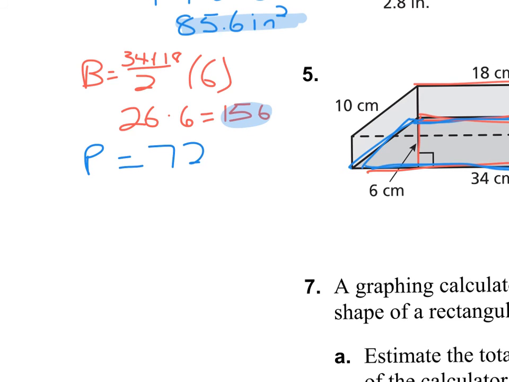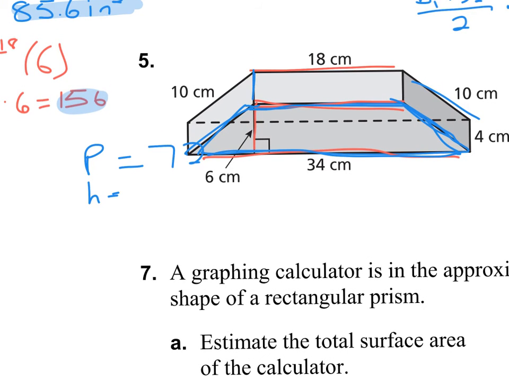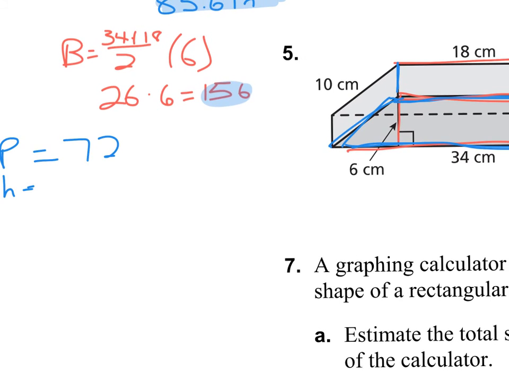Okay? And then we have to identify our height. Our height is right here, whatever this length right here is. And if we follow this through, it would be my 4. Okay? So my height is equal to 4. Okay, and then we just go ahead and plug this into our formula.